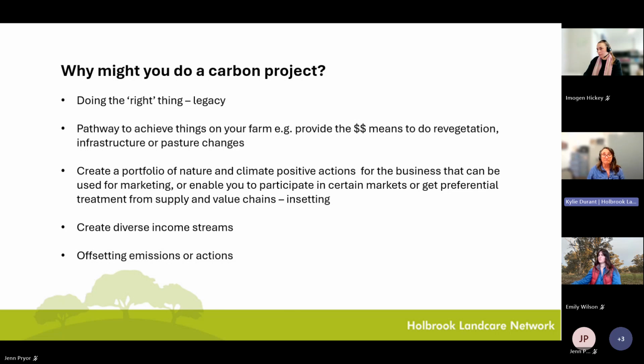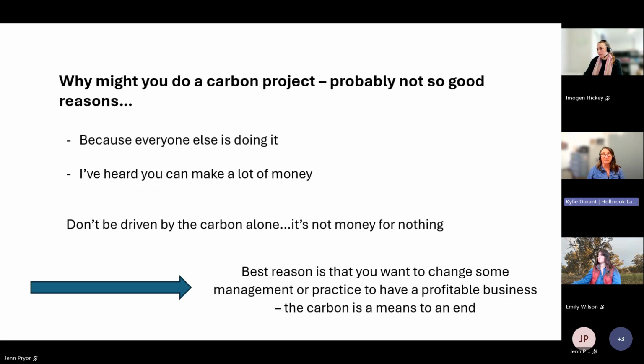The next slide, please. So some of the reasons that I see here, but are probably not great reasons, is because everyone else is doing it and it's the latest thing, and why shouldn't we? And I heard you can make a lot of money. We read in the Land every week there's some new case study of a farm that's done X, Y, and Z, and is speaking of the fact that it's making them money. But both of those things are not necessarily true.